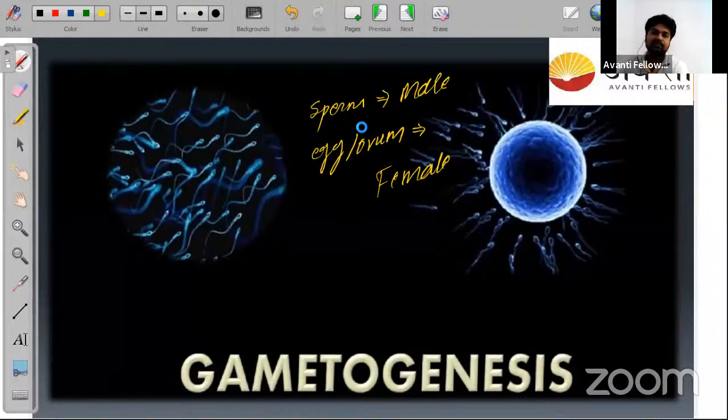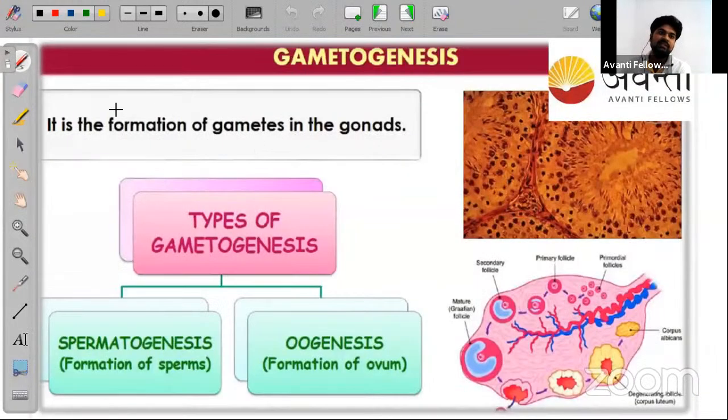So let's start with gametogenesis. You can see the definition of gametogenesis. It is the formation of gametes in the gonads. So the word here is gonad. Then what is meant by gonad? The place where gametes get formed is known as the gonad. In case of male, the testis is the gonad. In case of female, the ovary is the gonad.